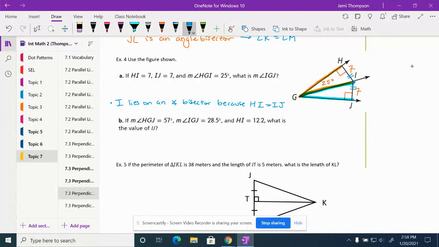Since I know that GI is an angle bisector, I know this angle gets cut in half. So if HGI is 25, then IGJ is also 25. So when I write my answer, that's going to be the measurement of angle IGJ is equal to 25 degrees. That'll be my nice, complete, beautiful, thorough answer.